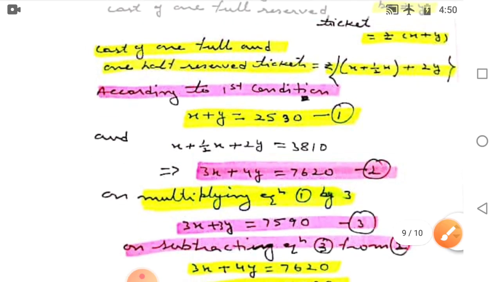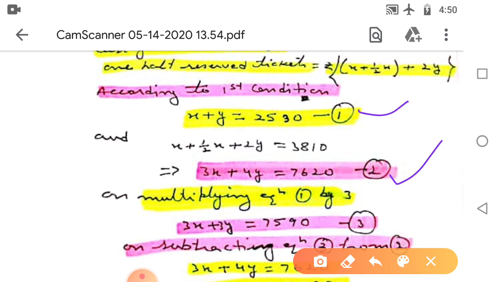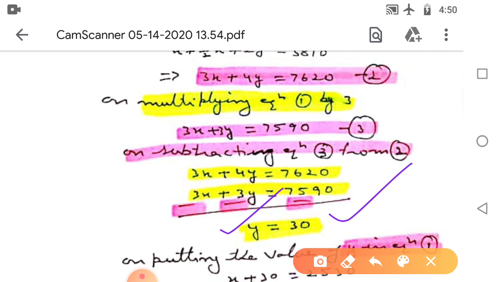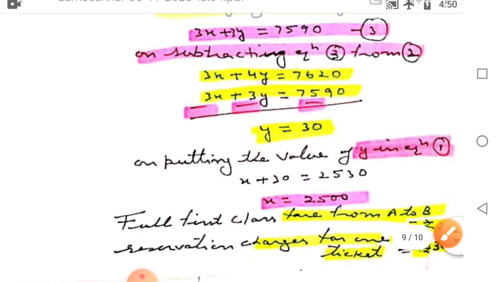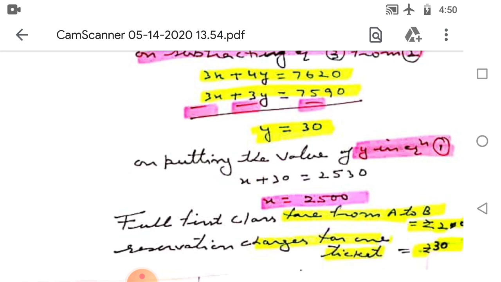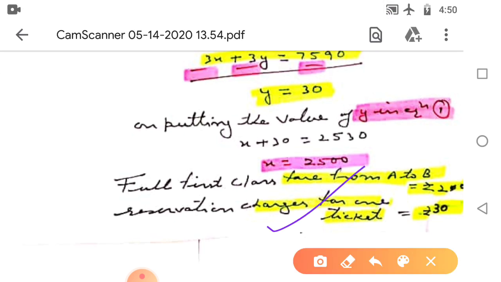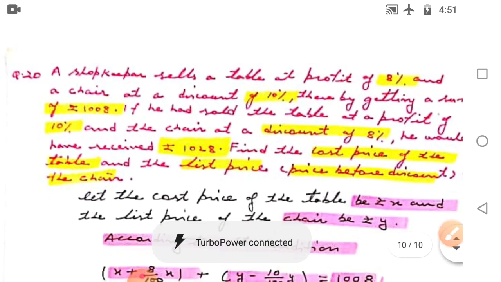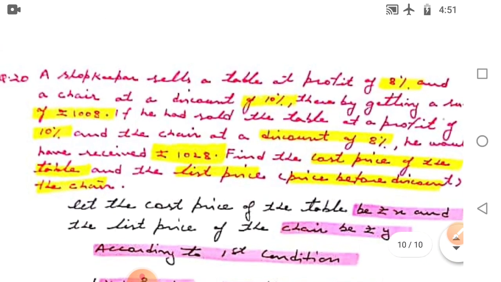Now you can solve equation 1 and equation 2 by equating the coefficients, by the elimination method, and the value of y is 30 and the value of x is 2500. If x is 2500, so the full fare of first class from station A to station B is 2500, and the cost of reservation is 30 rupees. Clear? Now come to the last question of this part 2, that is the 20th question.